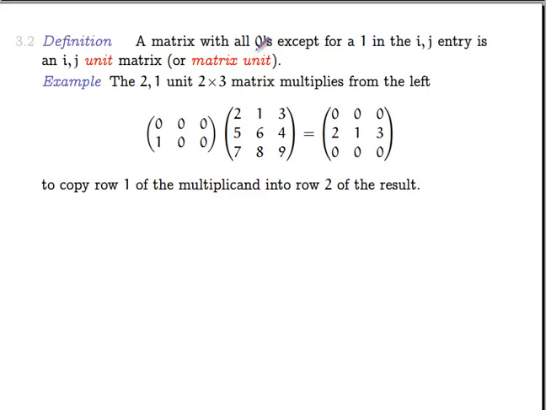Now, a matrix with all zeros except for a 1 in the ijth entry is called an ij unit matrix. For instance, if you have a 2×3 matrix size, there are 6 possible unit matrices. There could be a 1 in this entry, or a 1 just in this entry, and so on.